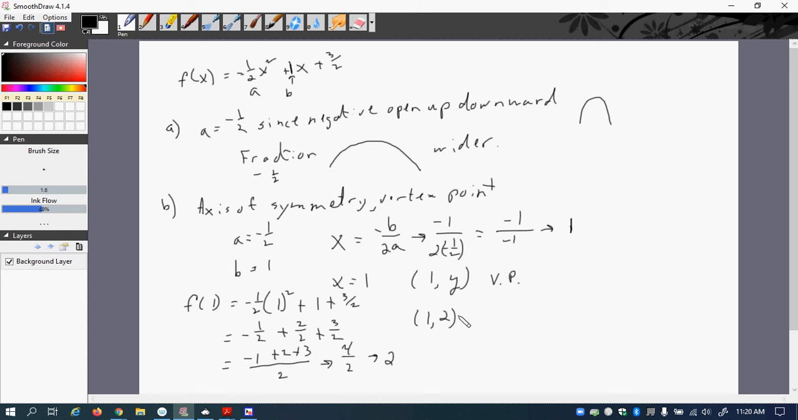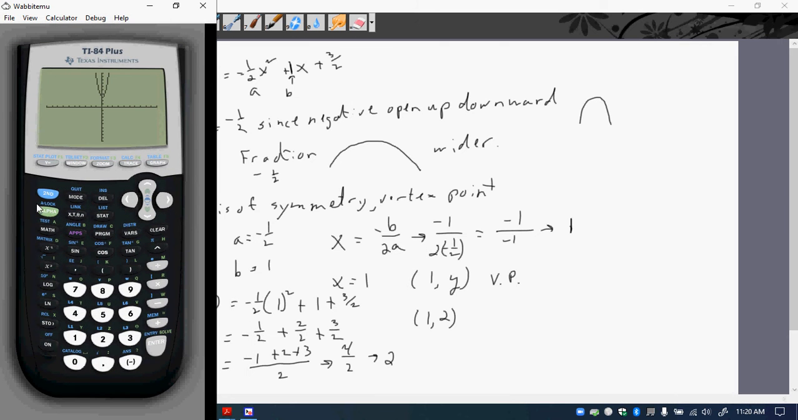Okay, and so I could graph that on my calculator to see that that actually is true. So I'll go to y equals, and I'll type that in: negative 1/2 x to the power of 2, and then I'm going to add x, and then I'm going to add 3/2. Hit graph, then zoom 6 just to see if I get a decent graph. There it is. It's definitely going downward, and it's a little bit wider.